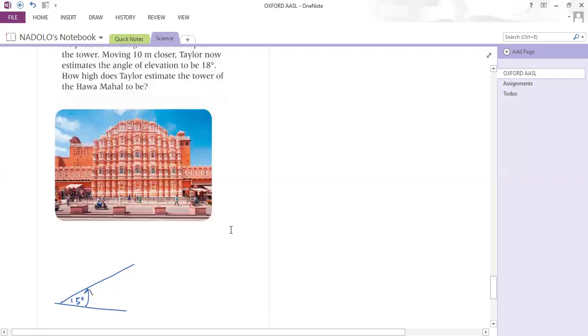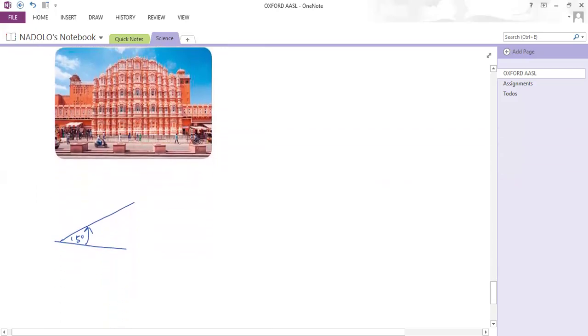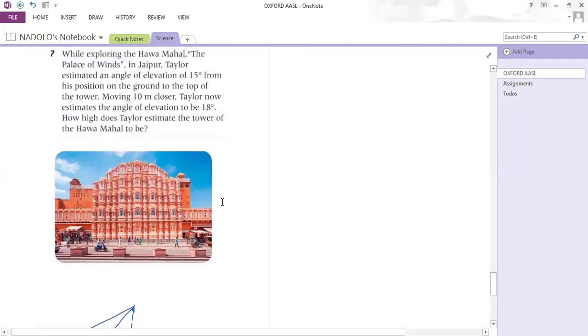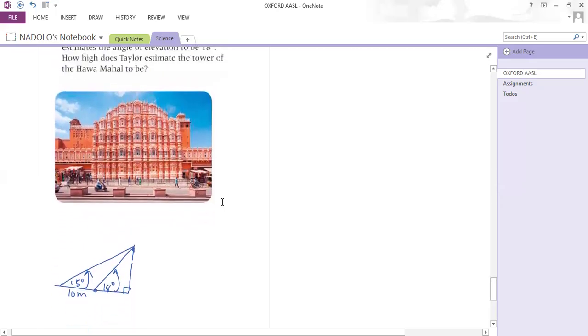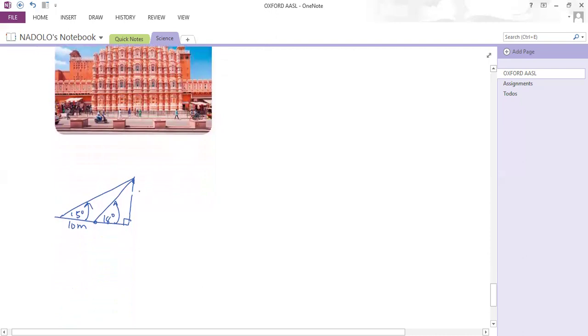Taylor now estimates moving 10 meters closer. So this guy moved 10 meters closer. Let's say the 10 meters goes here. And now he estimates that it's 18 degrees because you are looking at the same top here. And then we can have some line meeting the ground at 90 degrees. So 18 degrees. How high does Taylor estimate the tower of the Hawa Mahal to be? So we're looking for this height h.